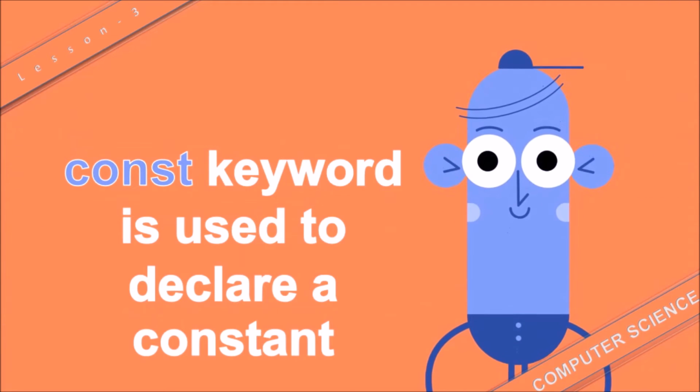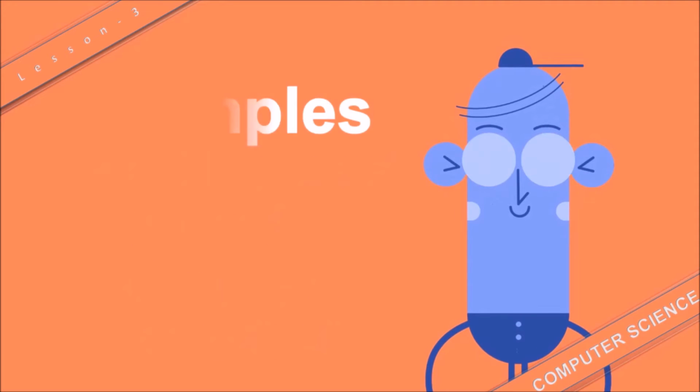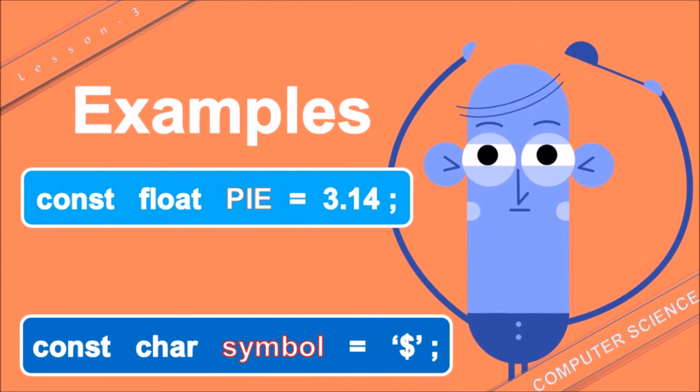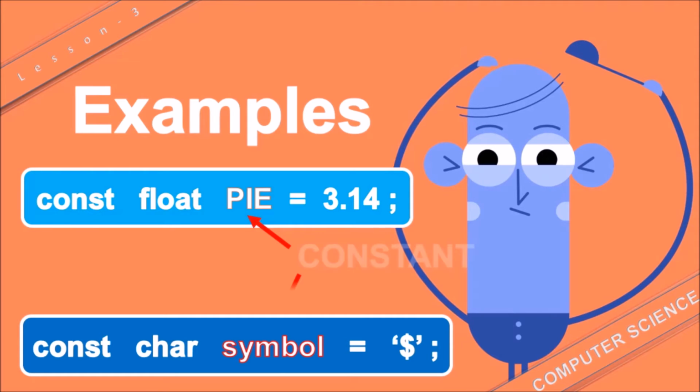Const keyword, C-O-N-S-T, const keyword is used to declare a constant. Declaration is same as that of a variable. We just add a const keyword to it. As we can see in the examples, const float pi equals to 3.14. So here pi is a constant because we are using const keyword in this. Similarly, const char symbol equals to $. So here symbol is a constant and we are using const keyword in this.